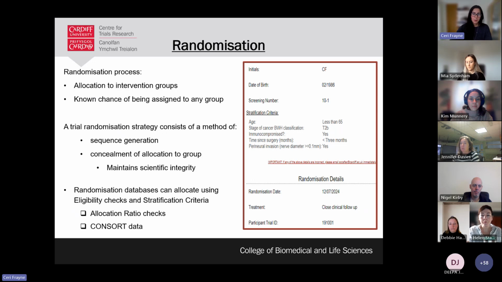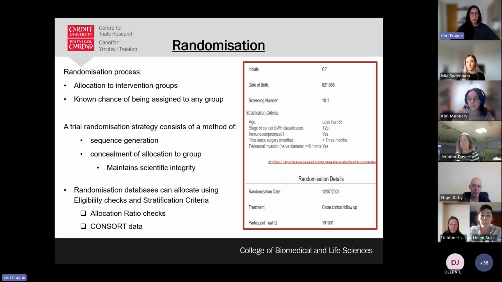So randomization is the process by which recruited units are allocated to intervention groups with a known, usually equal chance of being assigned to any of the groups. A trial randomization strategy consists of the sequence method, where participants recruited will be allocated to a group, and concealment, where the treatment allocated to the next participant is concealed. This ensures any treatment or intervention difference found is genuine, which maintains scientific integrity. Eligibility or stratification criteria for group allocation will be detailed in the metadata.